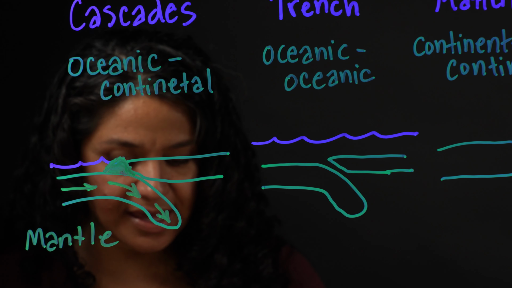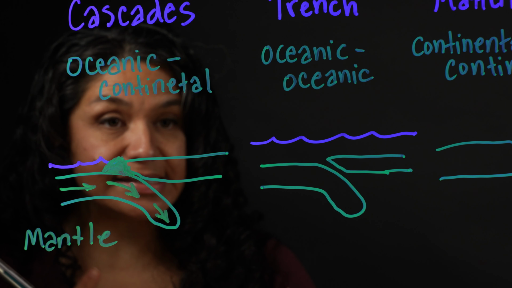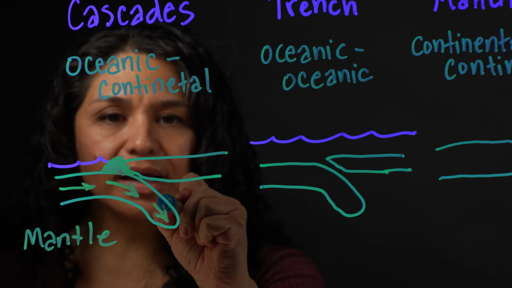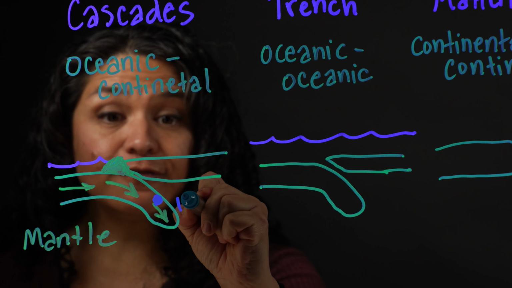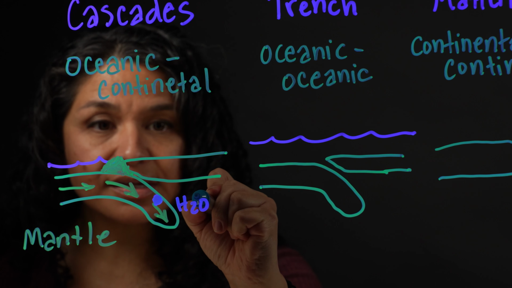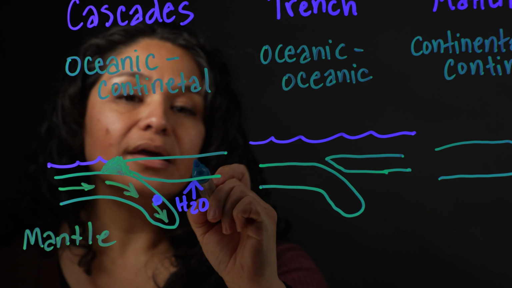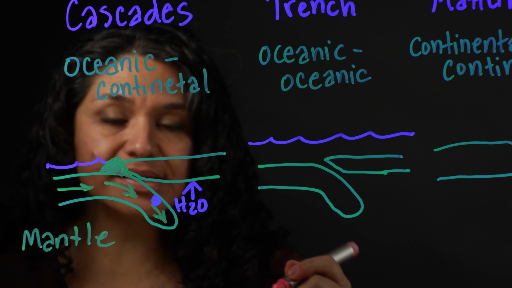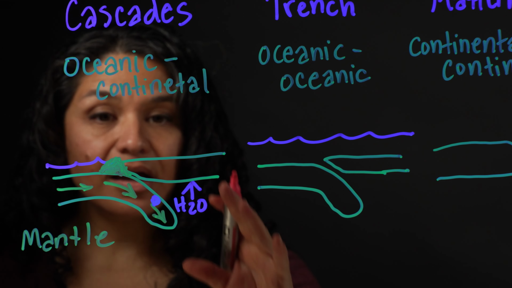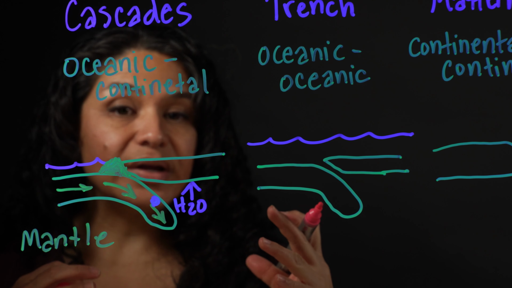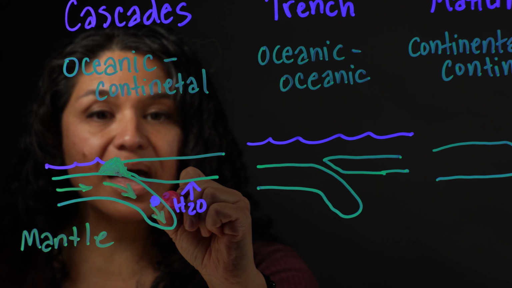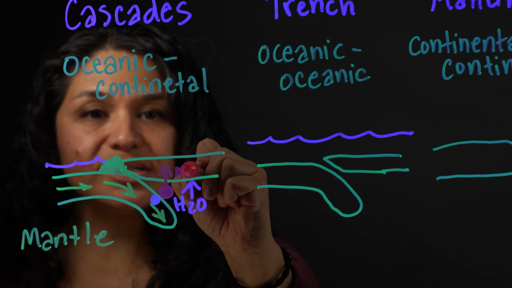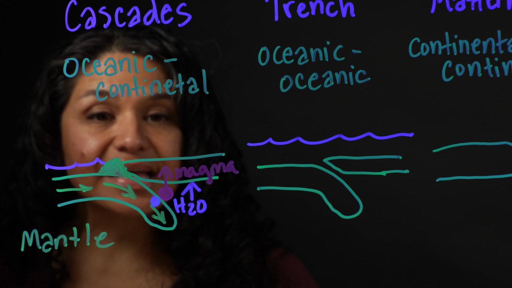Another thing that's happening is that as it goes down into the mantle, it's experiencing higher temperatures and higher pressures. So water that's in this rock is going to be forced out of it due to the high pressures, and it's going to go up. And this water that's being introduced here is causing the melting point of the rock to lower. So when we have a lower melting point, the rock is going to melt and it's going to turn into magma. The magma also is going to be going up because it is less dense, more buoyant.